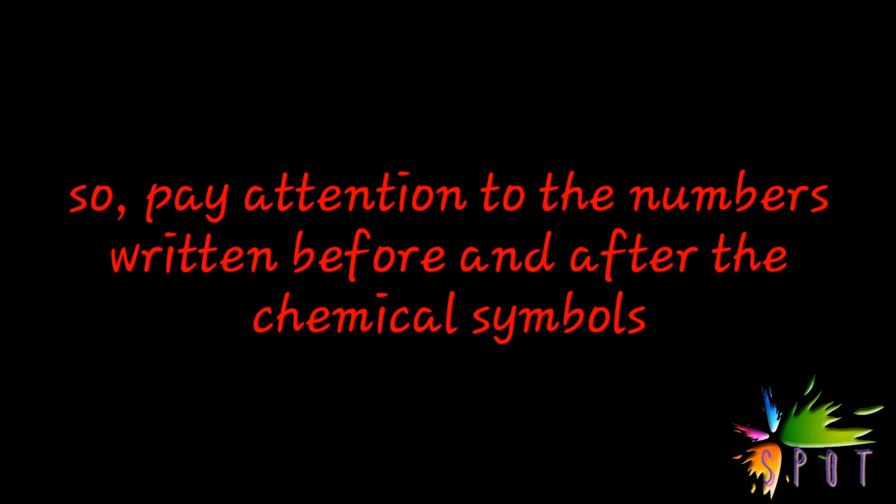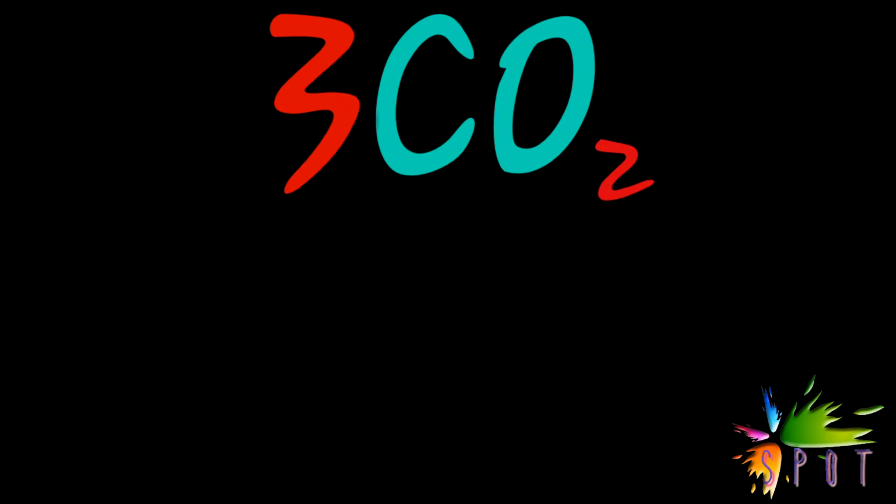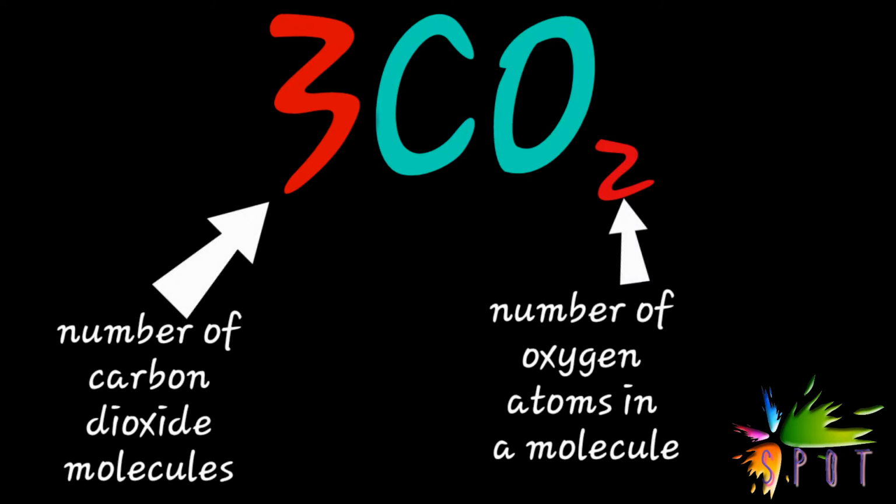So, pay attention to the numbers written before and after the chemical symbols. Here, number 3 represents the number of carbon dioxide molecules, but number 2 represents the number of oxygen atoms in one molecule.